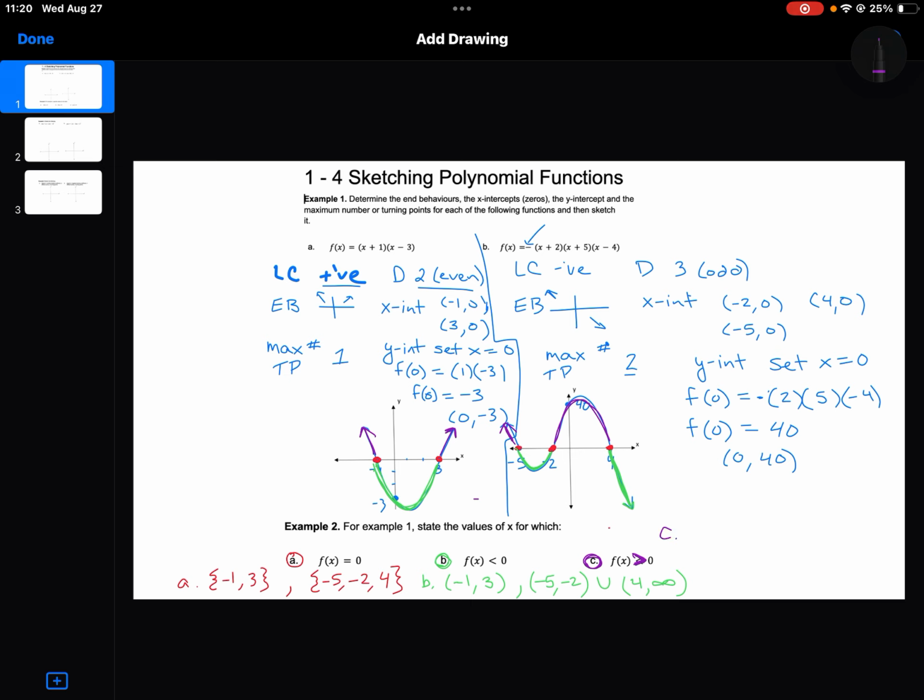So in the first one, my range is going to be all the way from -infinity to -1, the value of that first x-intercept. And it's also going to be from 3 to positive infinity, represents those x values that are above. And then in my second function, I also have 2 sections. I've got -infinity to -5, and then in between 2 and 4.